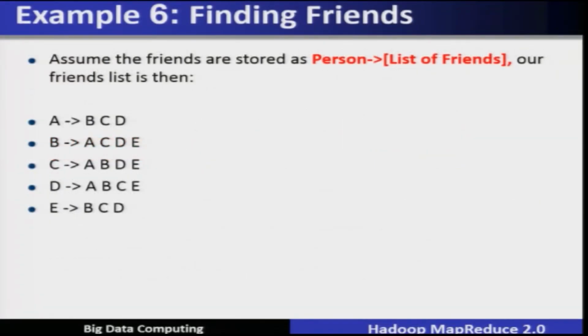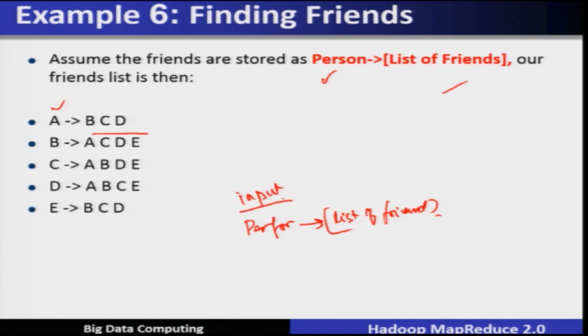So, let us see how using MapReduce we are going to perform this kind of operation. Assume that the friends are stored in this format: a person and the list of all the friends is given as the input. For example, person A has a list of friends B, C, D; similarly B has A, C, D, E, and so on. So, the person, an arrow, followed by the list of friends is given as the input to this particular program.